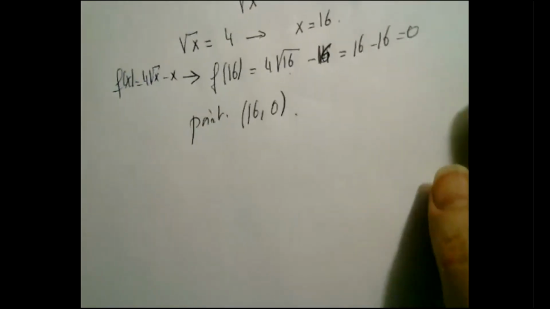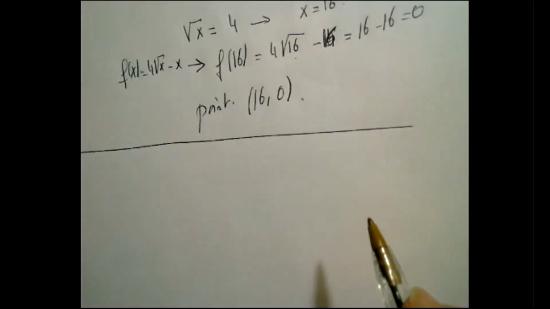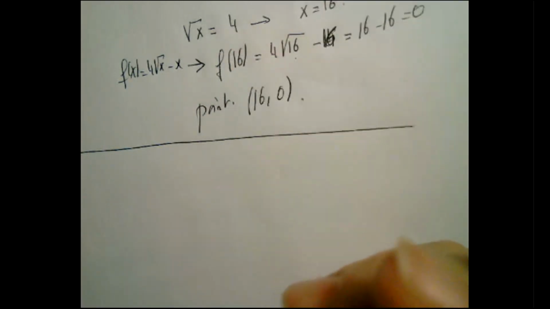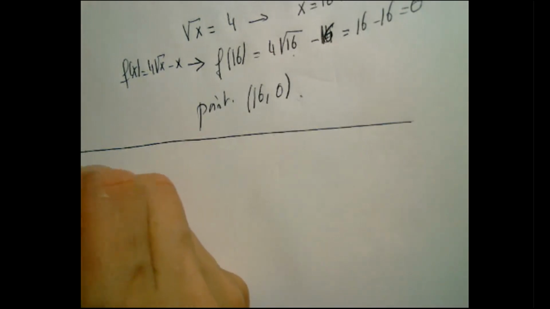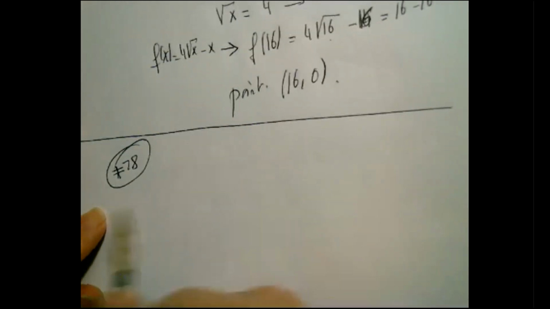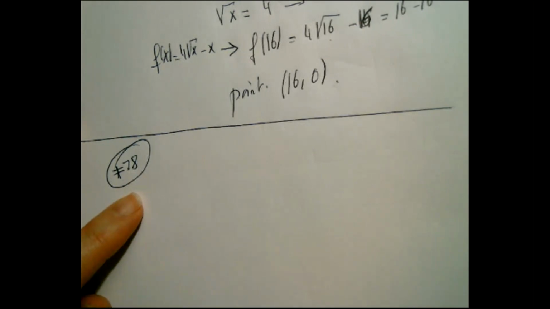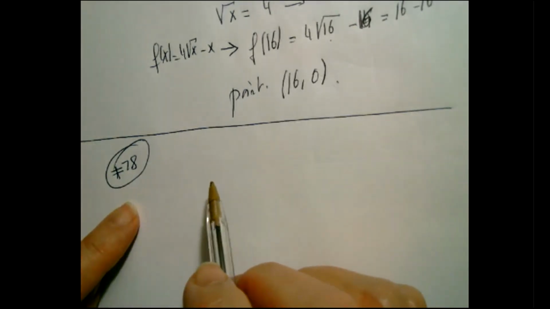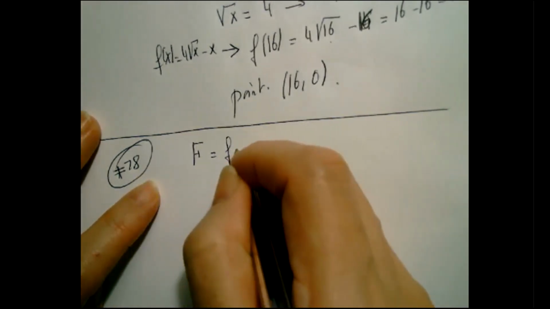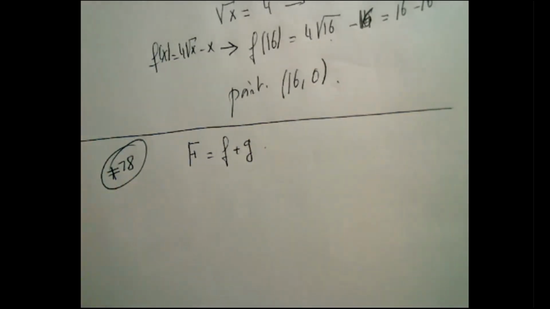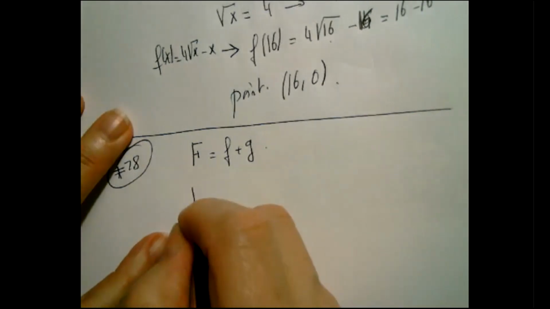All right, so let's look at number 78. Here they gave us the graph of two functions, f and g, and they create a new function. So in number 78, we have the following. They gave us the graph of two functions f and g. Now I will get the book and see if we can just see on the book what's happening. And then they create a new function, which is f plus g. And the question is find f prime of 2.